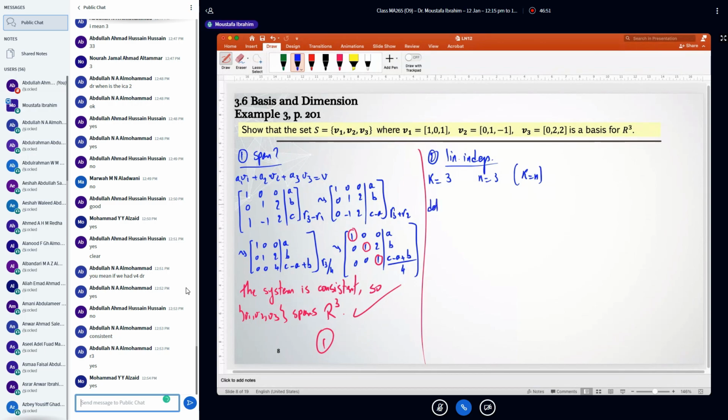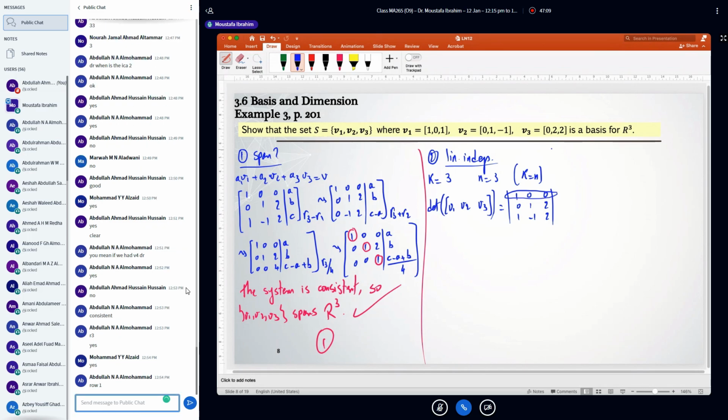Let's see the determinant of v1, v2, v3. It's equal to the determinant of 1, 0, 1, 0, 1, minus 1, 0, 2, 2. So let's take the first row since we have a lot of zeros. For the first row, it's plus minus plus. It's like this, right? This is a determinant.